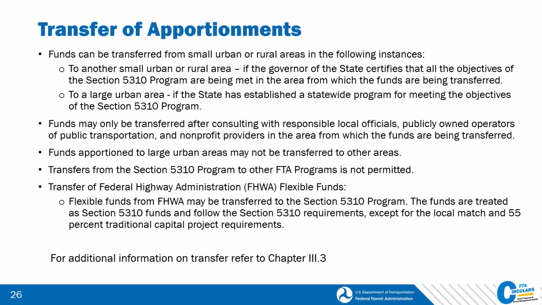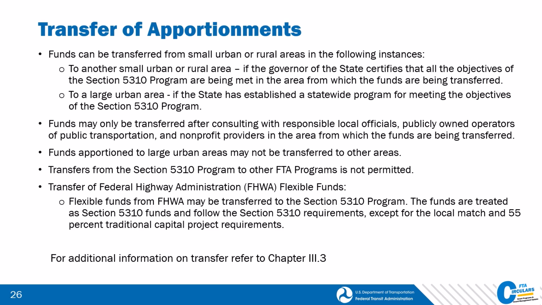Section 5310 funds can be transferred from small urban or rural areas in the following instances. To another small urban or rural area, if the governor of the state certifies that all of the objectives of the Section 5310 program are being met in the area from which the funds are being transferred. To a large urban area, if the state has established a statewide program for meeting the objectives of the Section 5310 program. Section 5310 funds can only be transferred after consulting with responsible local officials, publicly owned operators of public transportation, and nonprofit providers in the area from which the funds are being transferred.